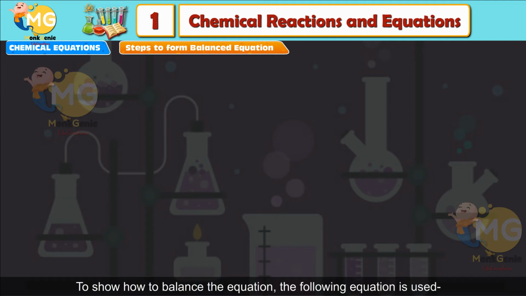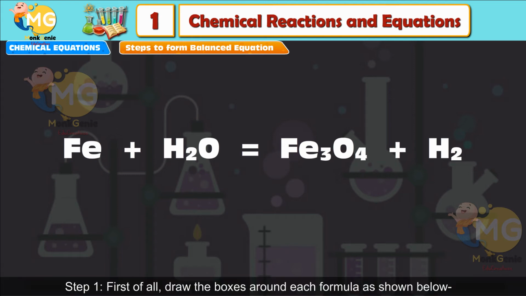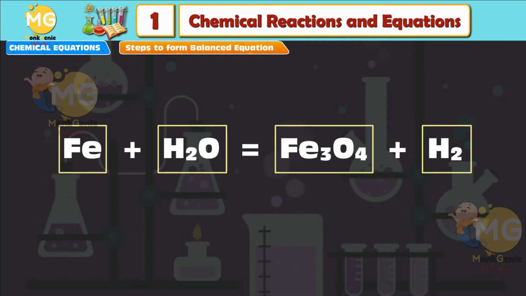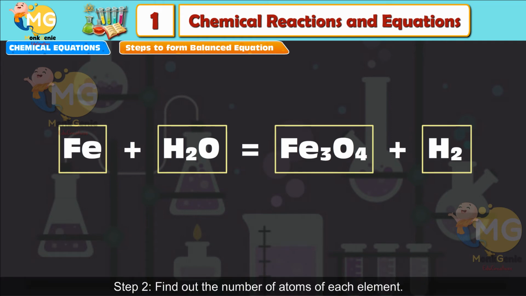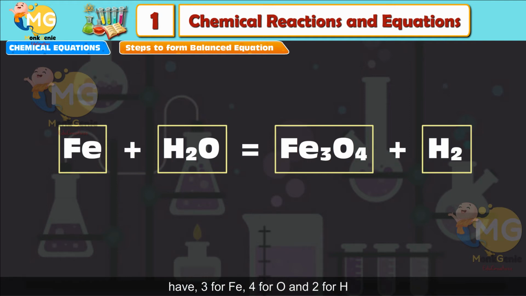To show how to balance the equation, the following equation is used. Fe plus H2O equals Fe3O4 plus H2. Step 1. First of all, draw boxes around each formula as shown below. Fe plus H2O equals Fe3O4 plus H2. Step 2. Find out the number of atoms of each element. For example, on the reactant side, 1 for Fe, 2 H, and 1 O. And on the product side we have 3 for Fe, 4 for O and 2 for H.